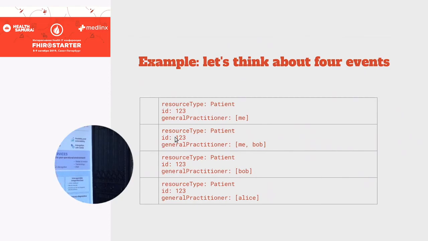So in this example, we'll look at one patient. Each row represents information about that patient at the next stage in time. So we're looking at 4 different time points here.